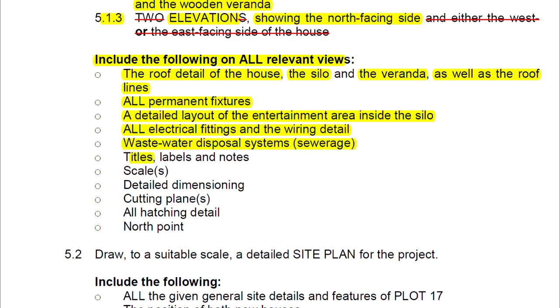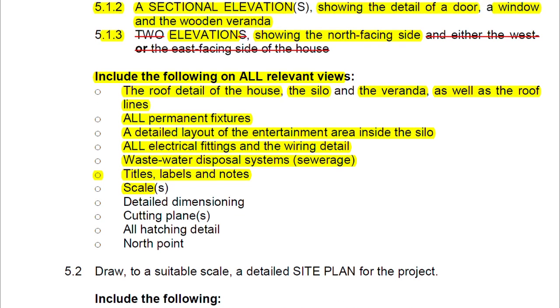You have to include a wastewater disposal system, the sewer, titles, labels, and notes. Now, ladies and gentlemen, the title is going to be the title of the actual drawing: floor plan, scale, those kind of things, north view. The labels: did you use carpet, tiling, basic notes? Titles, labels, the scale: what scale do you use on these drawings? And again, 1 to 100 should be fine.